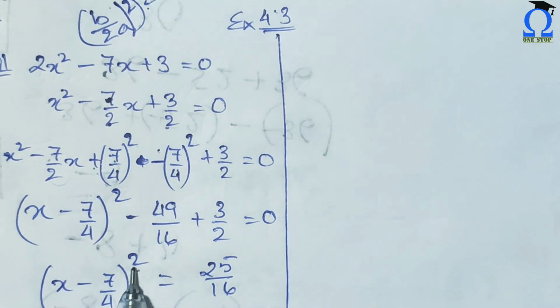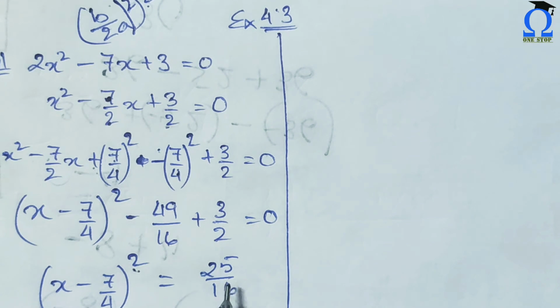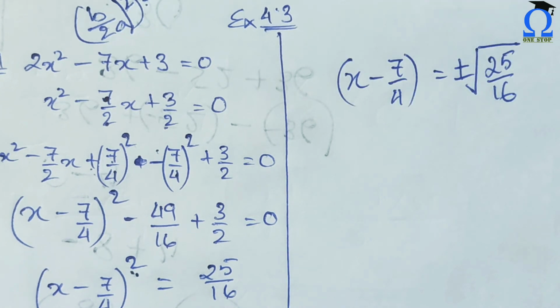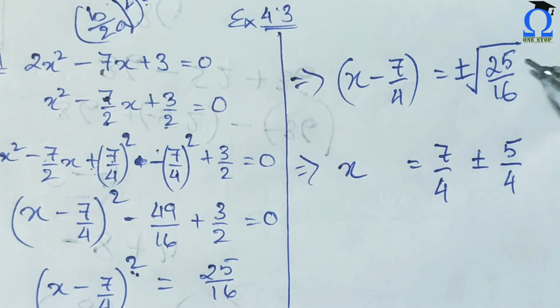Now we will transpose this square to that side, and remember what a square becomes when it is transposed to that side? Yes, it will become root over, with a positive and negative sign. Understood? So I have just solved the root portion here. Root of 25 is 5 and root of 16 is 4. Now we can easily solve this.